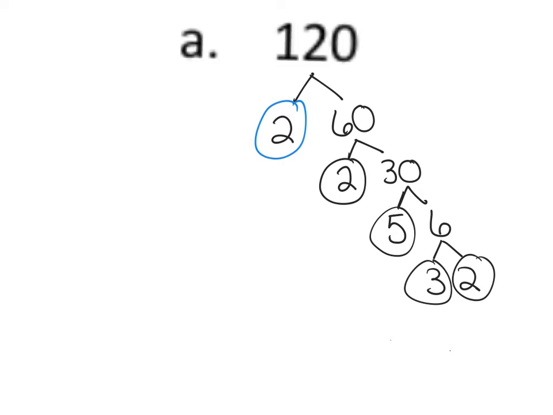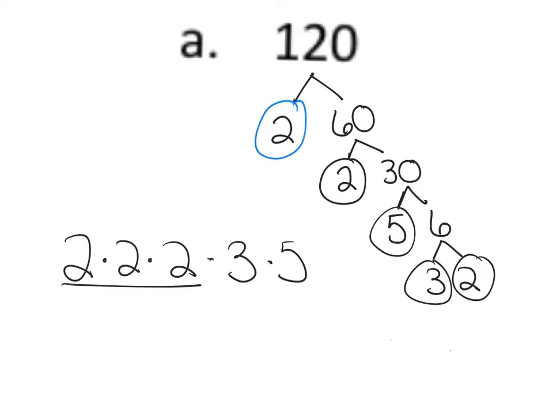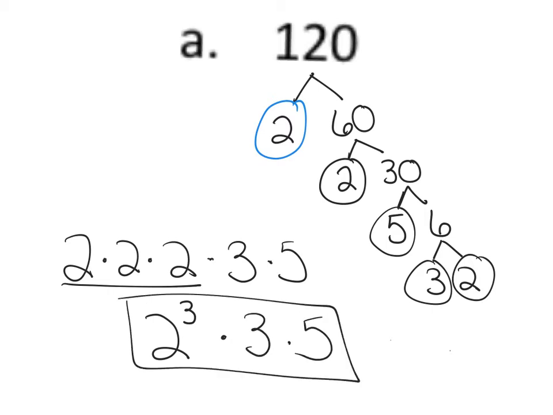Okay, those are all prime numbers, so you have 2 times 2 times 2 times 3 times 5. But we are supposed to use exponents if necessary, and since I have repeated multiplication, that means it's an exponent, 2 to the third power times 3 times 5. And that would be the answer for this problem.